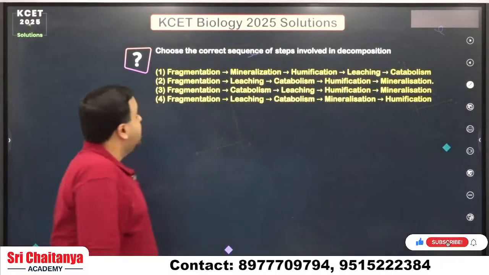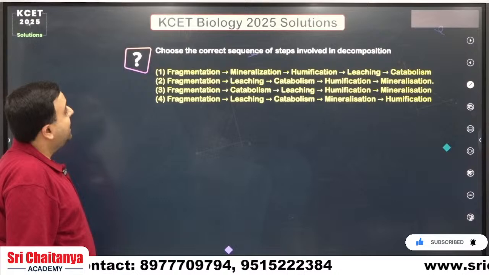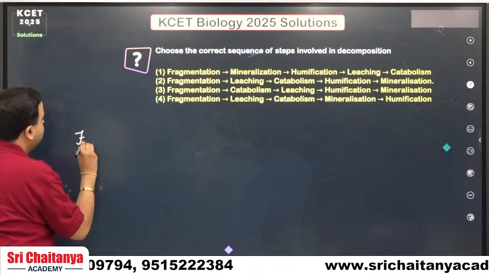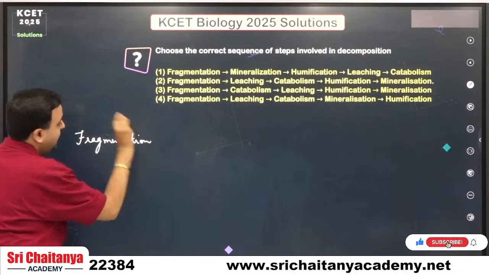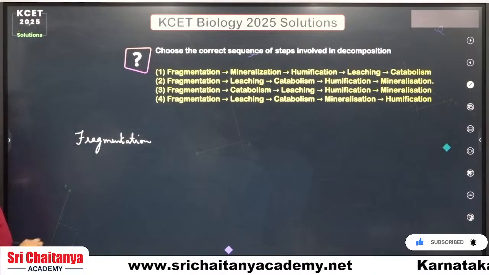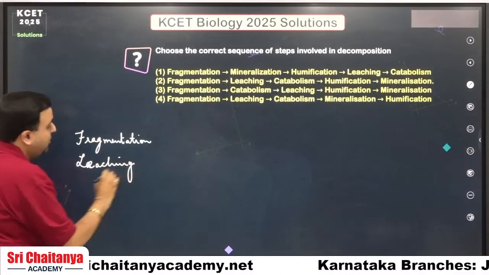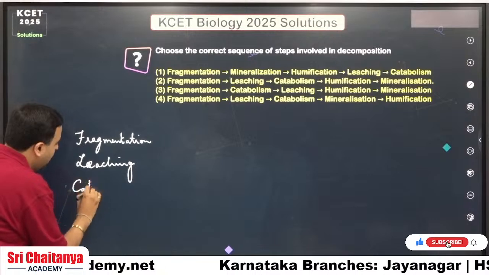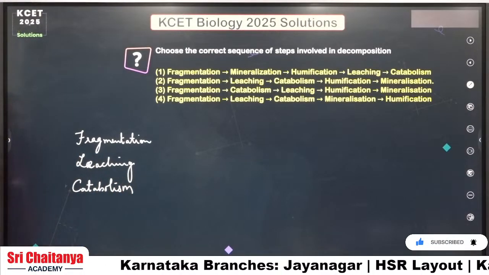Next, this is a question from the ecosystem chapter, which says what is the correct sequence of steps involved in decomposition. So the first one is going to be fragmentation, where the larger portion of the detritus is made into smaller pieces. Then is leaching, wherein the inorganic nutrients are going to be precipitated as unavailable salts. Then catabolism is further breakdown, or what we call destructive metabolism.